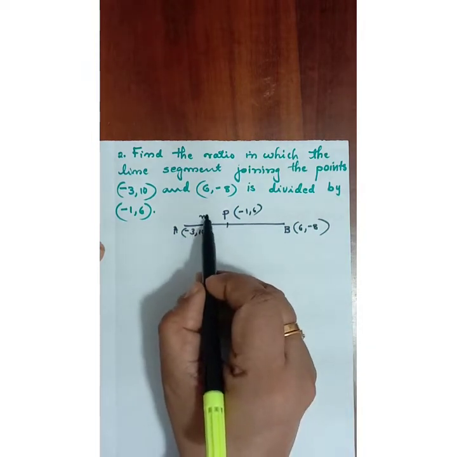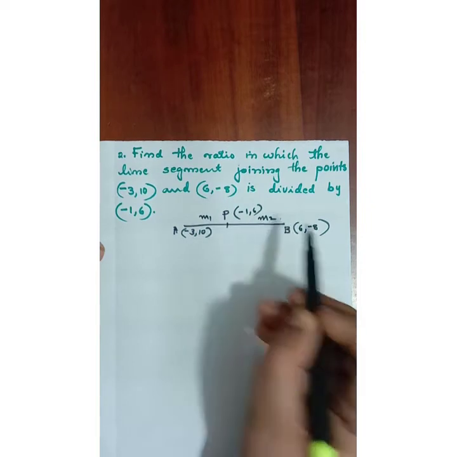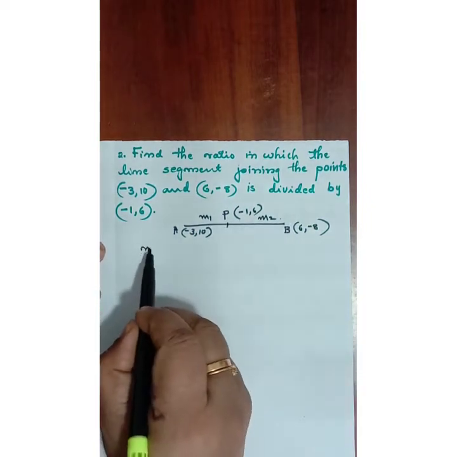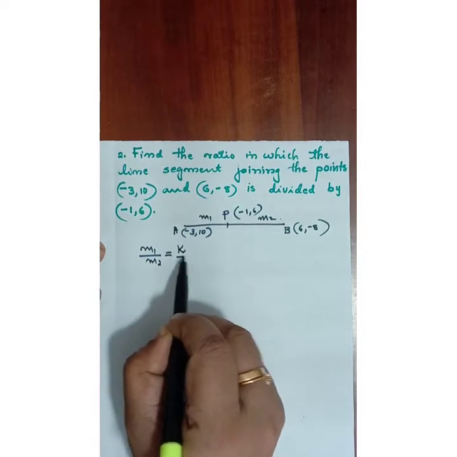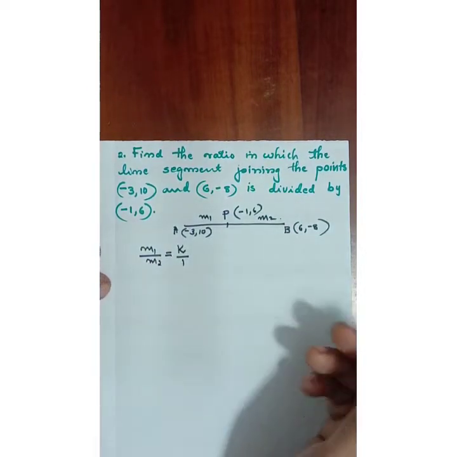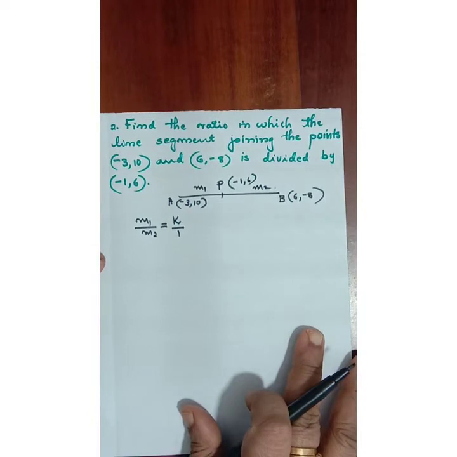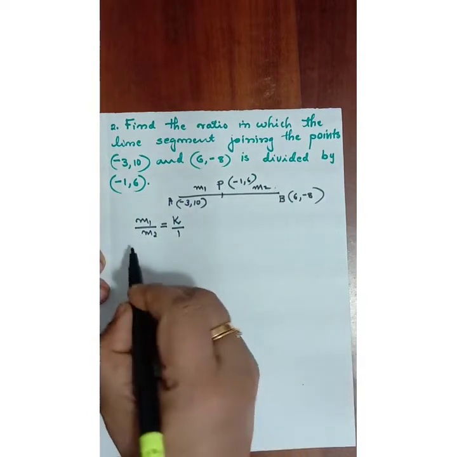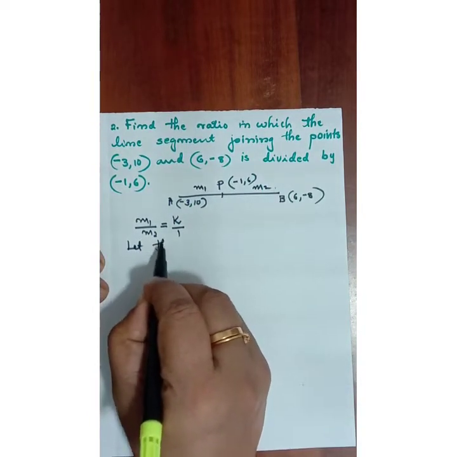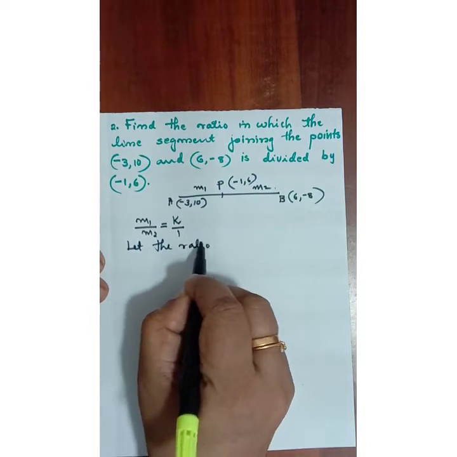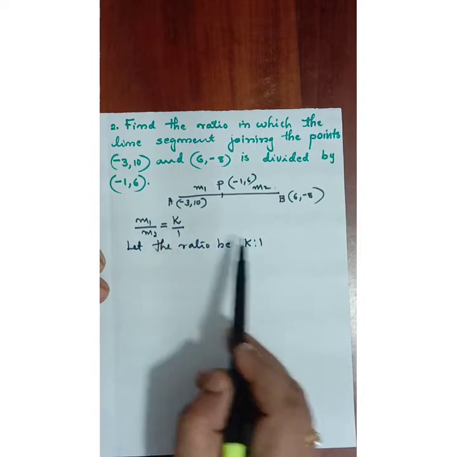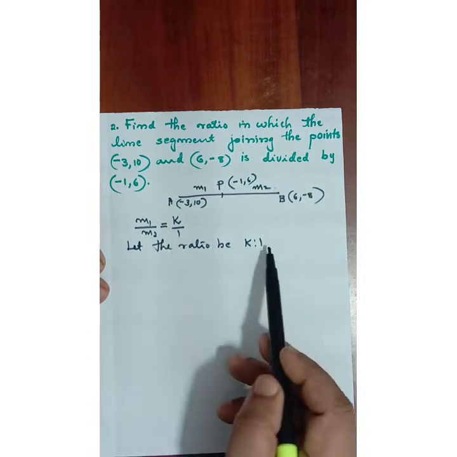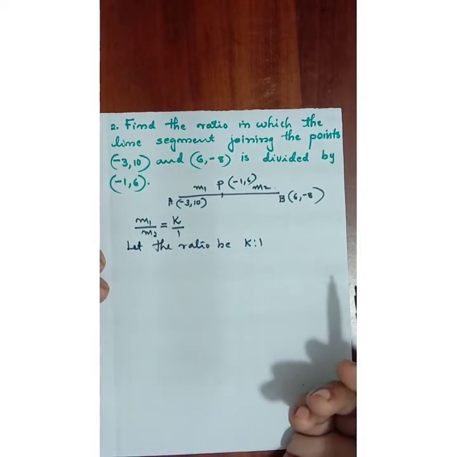Ratio we know it is M1 is to M2. So this M1 by M2 can also be written as K by 1 or K is to 1. So that will be easy for solution. So let us take like that. Let the ratio be K is to 1. That means for M1 we will apply K, for M2 it is 1. So that calculation will be simpler.